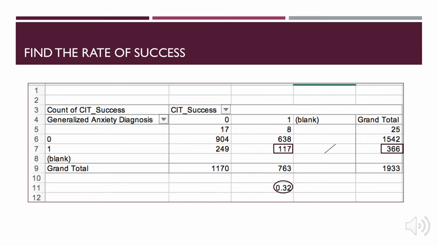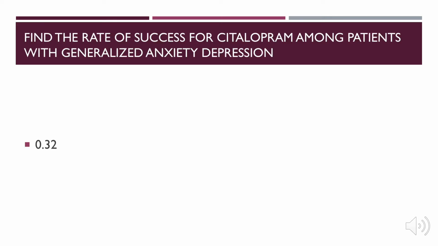In order to find the rate of success, we need to go ahead and divide the success by the grand total. As you can see, that is 117 divided by 366, and we then end up with 0.32 as the rate of success for citalopram among patients with generalized anxiety depression.